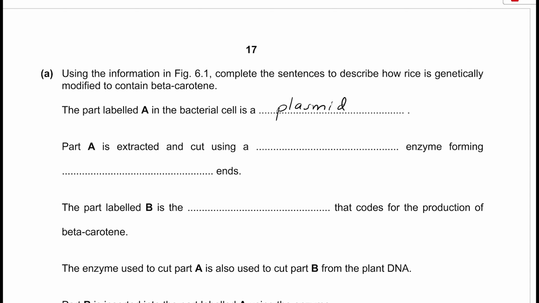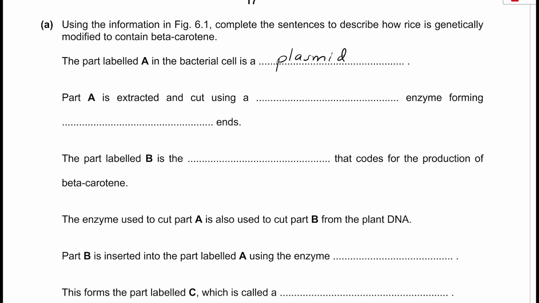Then the next part says the part A is extracted and cut using a, what is the enzyme that is used to cut the bacterial plasmid? This enzyme is known as restriction enzyme. So we'll state here restriction enzyme. When we cut part of bacterial plasmid with restriction enzyme, we form something that has sticky ends. So here with sticky ends.